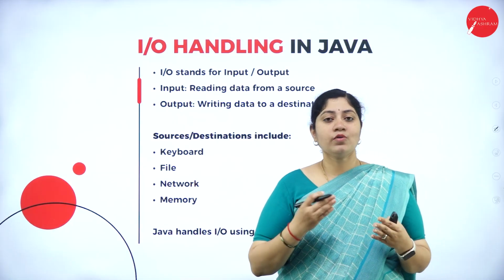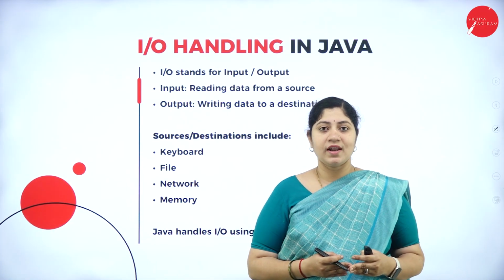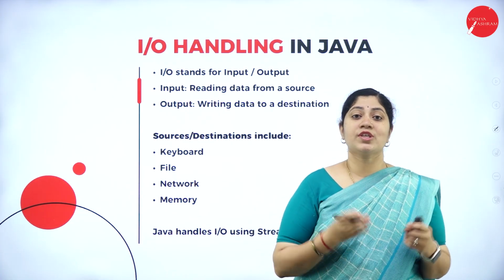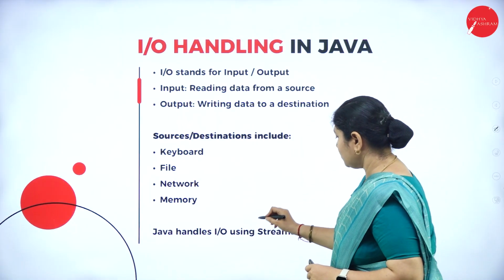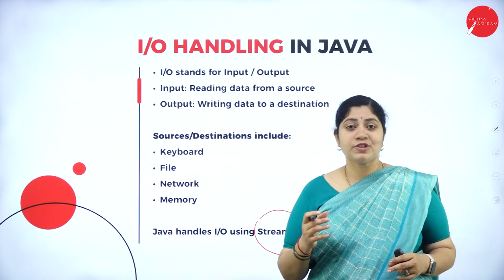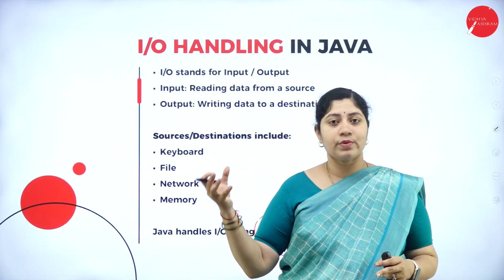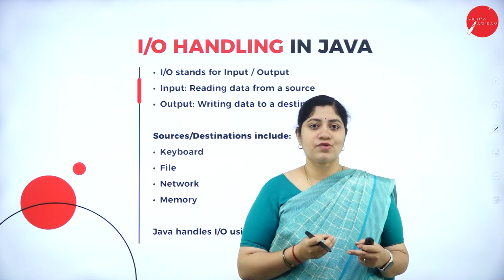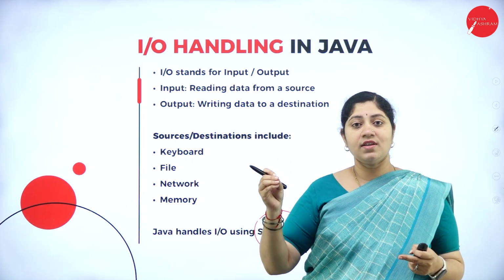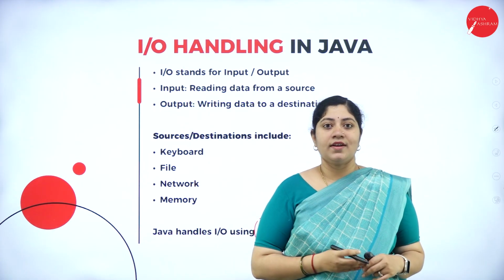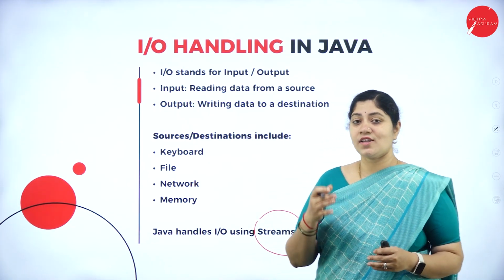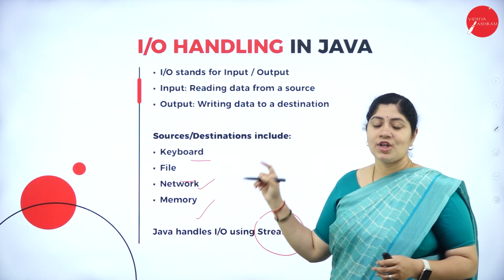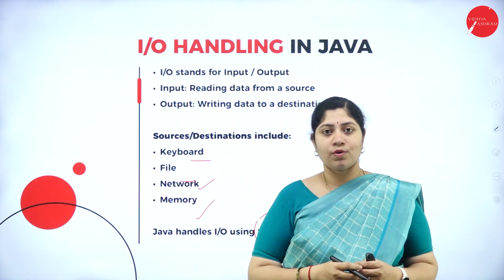Up next, let's see how IO is handled in the Java programming language. We can say that Java IO is handled by using streams. So we have the streams of information, and by using these efficiently, the input and output of the programs are handled in Java programming. As we know, input means reading the information from a source, and output means writing the data into the destination. And this combination of sources and destinations includes keyboard, then file handling, followed by network and memory. So these are the things where we go with input-output operations.